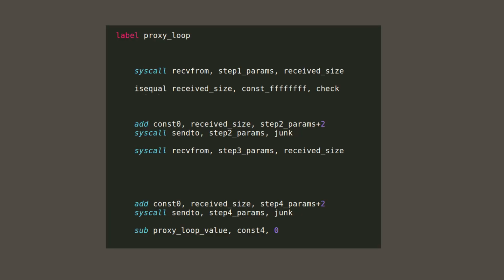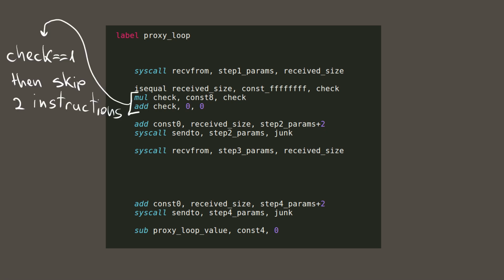First, an is-equal instruction checks if the received size variable has the value -1. If so, the variable check will be set to 1. After this, I'll multiply the check variable by 8 and then add it to the instruction pointer. This weird little snippet pretty much makes it so that if the check was 1, the program will skip 8 bytes, which means 2 instructions. Otherwise, it won't. We can place the send code in these 8 bytes so that it will only be executed if the received size is not -1.